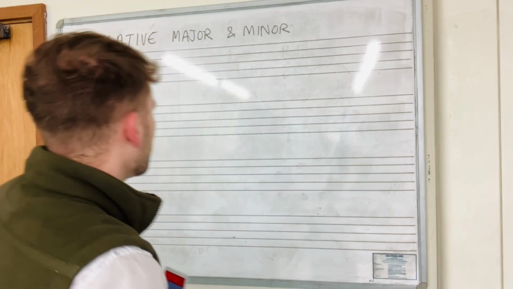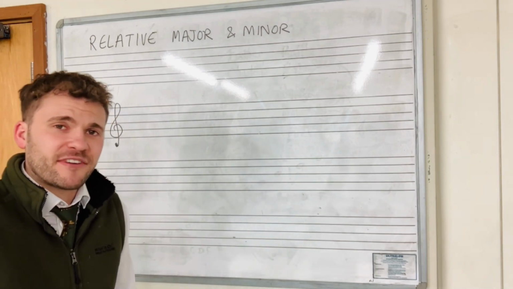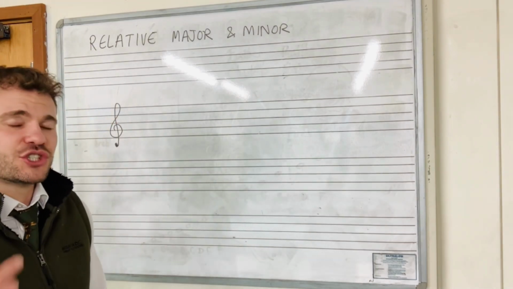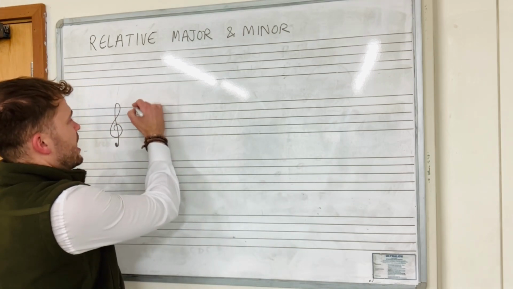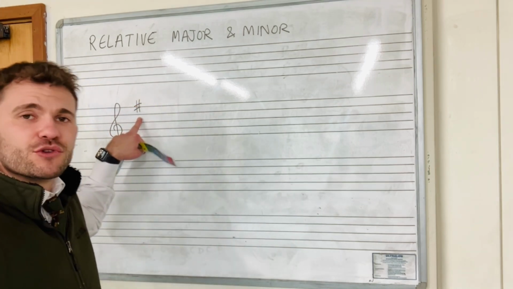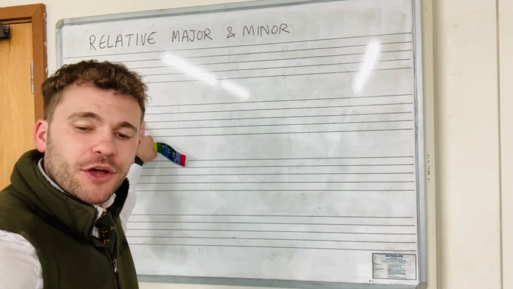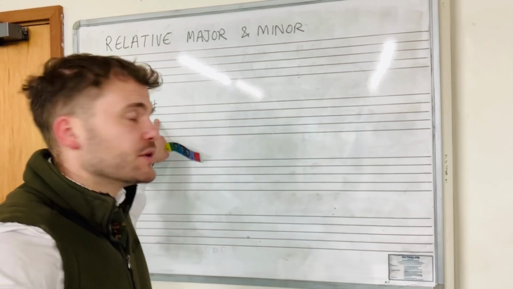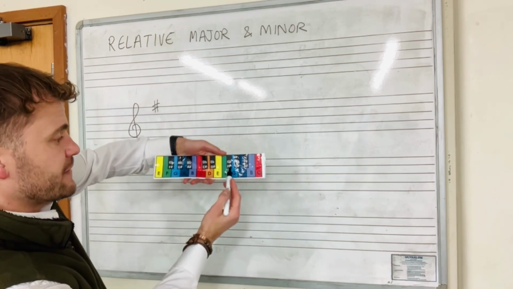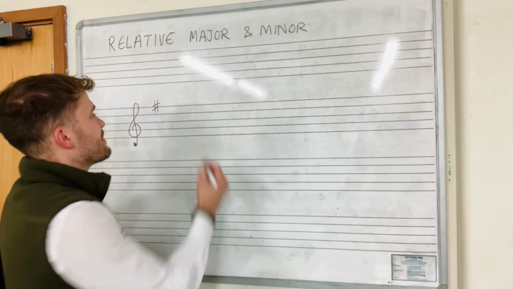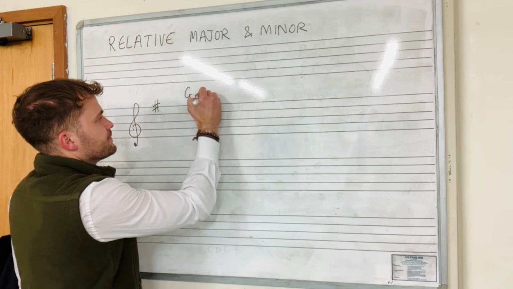Here we go. So, to recap very quickly, identifying sharp key signatures, what you do is you take the last sharp and you go up one semitone. And when you go up one semitone, you get from F sharp to G. F sharp up to G. So it's G major. Lovely.